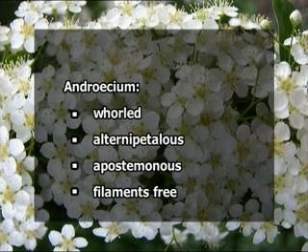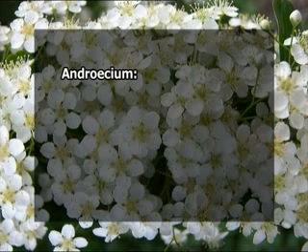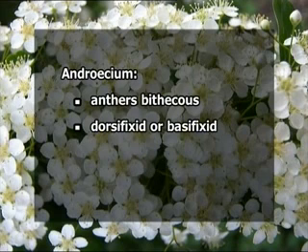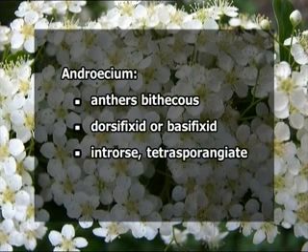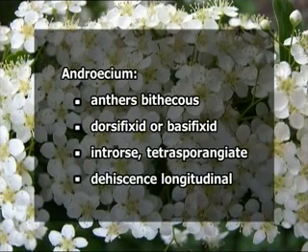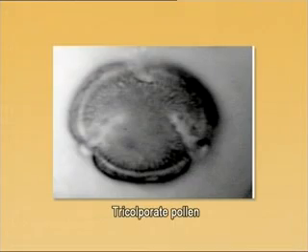The filaments, in the case of these flowers, are free. And then the third part, that is the anthers, are bithecous. They are dorsifixed or basifixed. These anthers are tetrasporangiate. They are introrse and the dehiscence is longitudinal. The pollen grains are characteristically tricolporate.